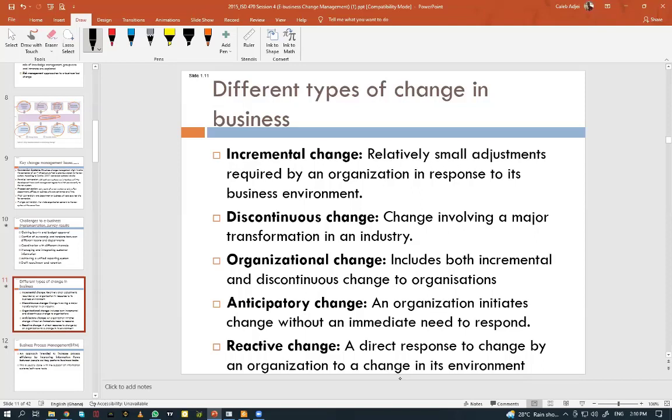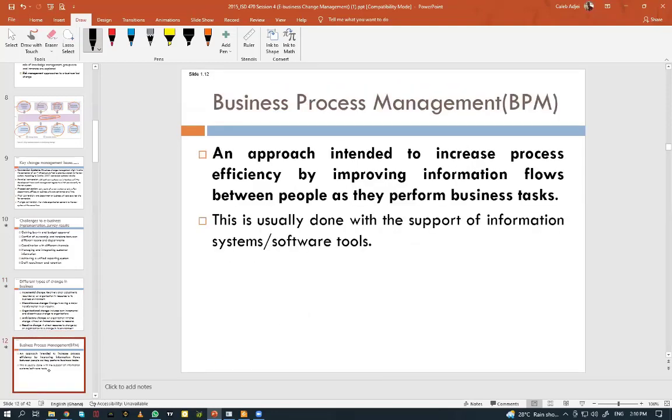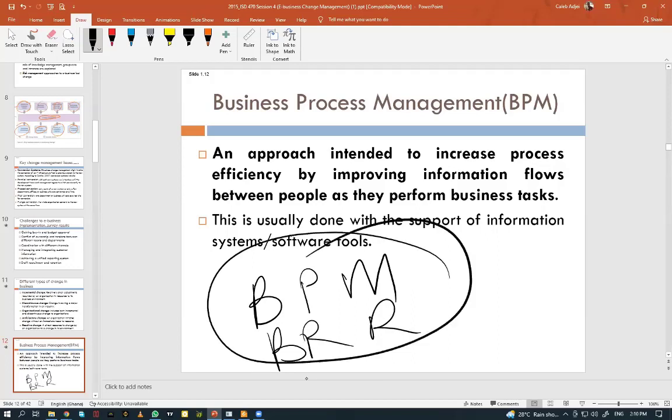Then what we call the reactive change. That is a direct response by an organization to a change in its environment. So reacting, or changing your strategy, based on what the environment is presenting to you at a given time. Then we have business process management and business process re-engineering. I'm going to explain these two.